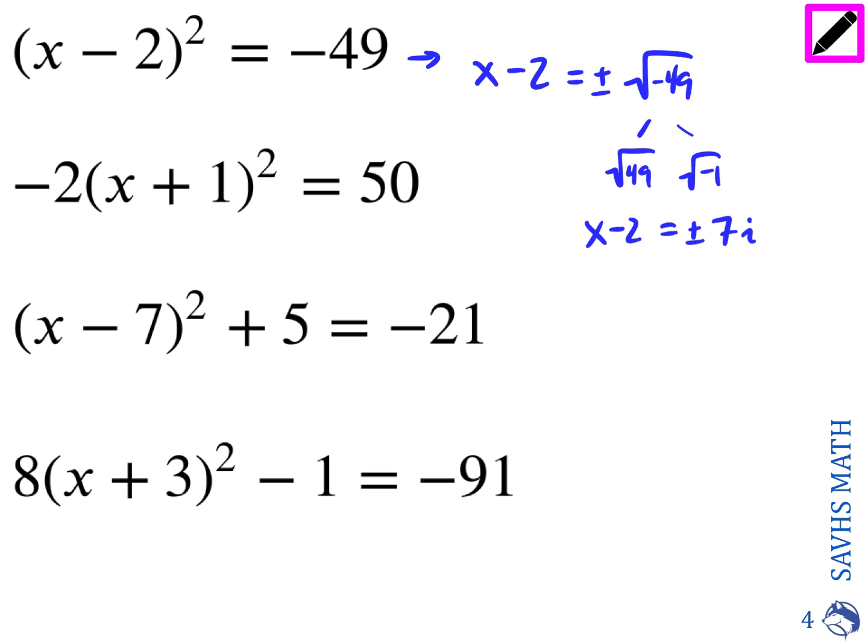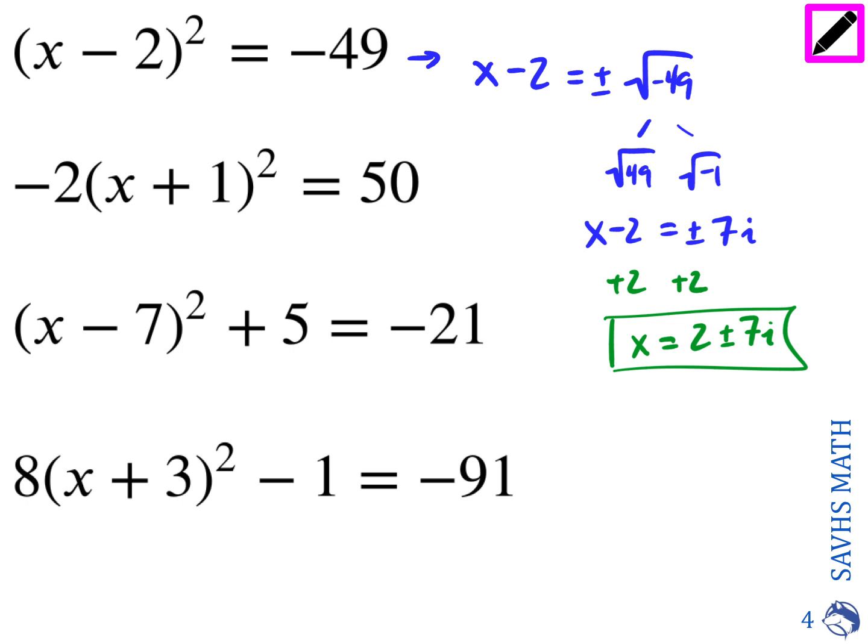We're not quite to the point where x is by itself yet, so we just have to add 2 to both sides. We'll get x equals 2 plus or minus 7i. These are not like terms, and so you just have to keep them like this. You cannot combine the 2 and the 7 to write 9i. They're not like terms. The 2 is a real number, and the 7 is an imaginary number.